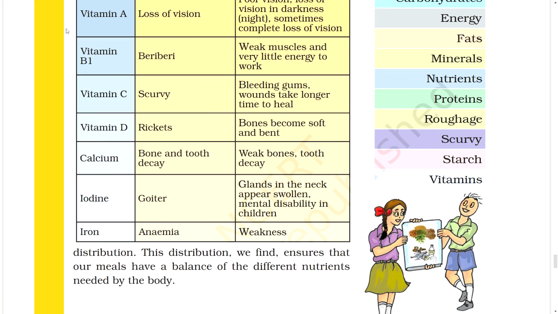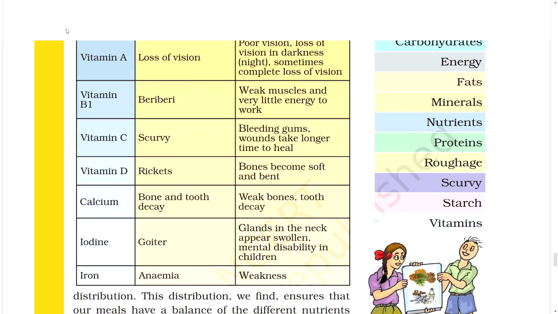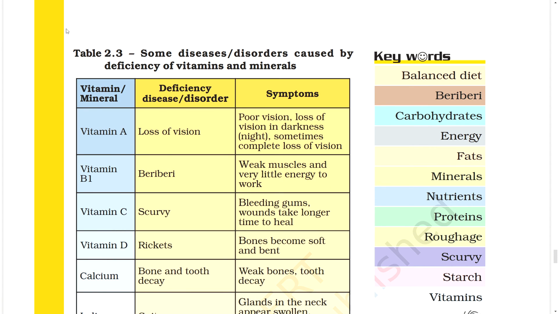Calcium: bone and tooth decay, weak bones. Iodine: goiter, glands in the neck appear swollen, mental disability in children. Iron: anemia, weakness. This distribution we find ensures that our meals have a balance of the different nutrients needed by the body. Keywords: balanced diet, beriberi, carbohydrates, energy, fats, minerals, nutrients, proteins, roughage, scurvy, starch, vitamins.